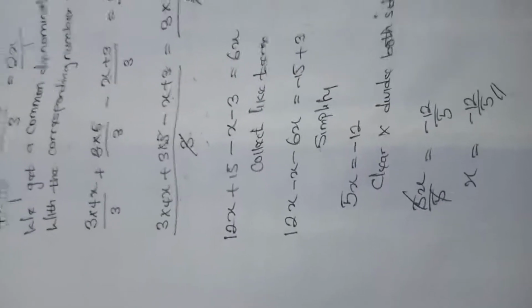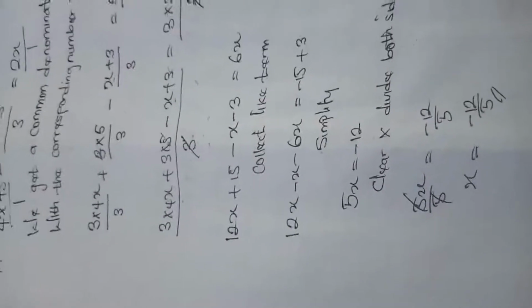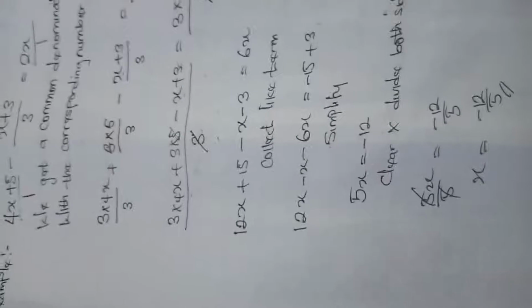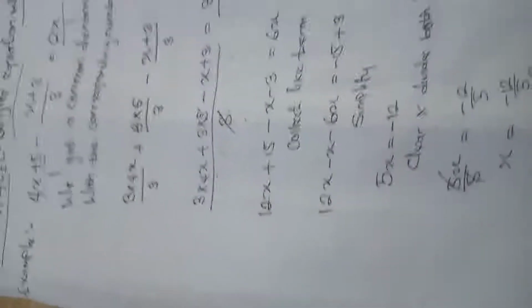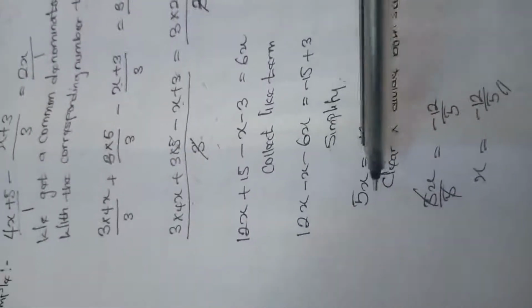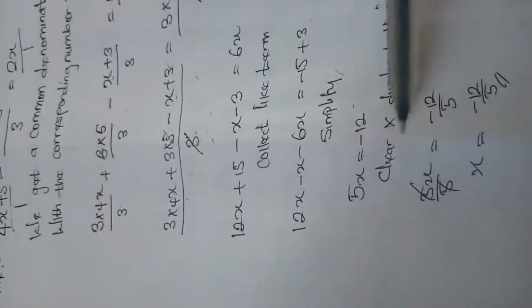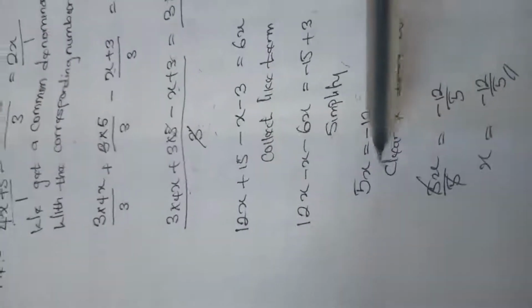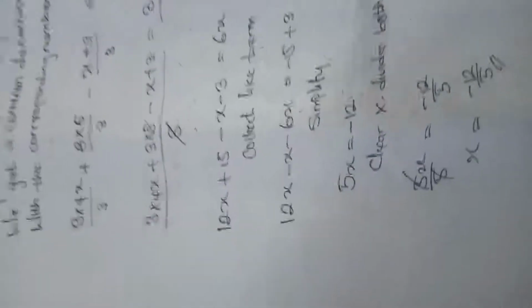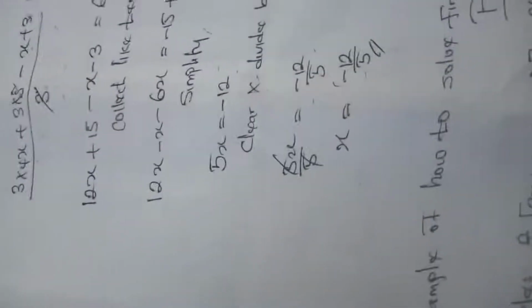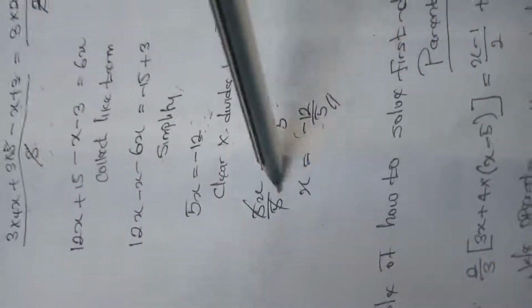All the terms carrying x go to one side, and all the ones without x go to the other side. That's what we did to simplify it. After simplifying, we got 5x equals minus 12. To clear x, we divide both sides by 5.